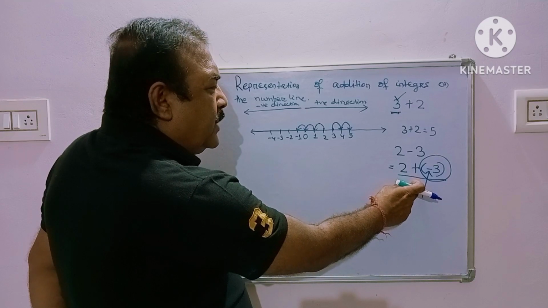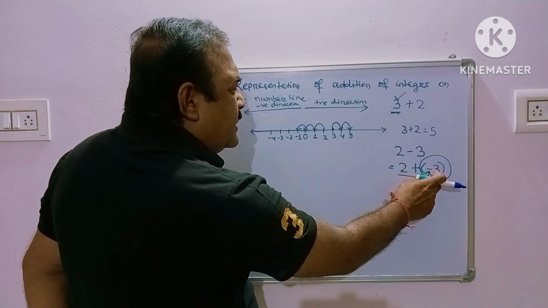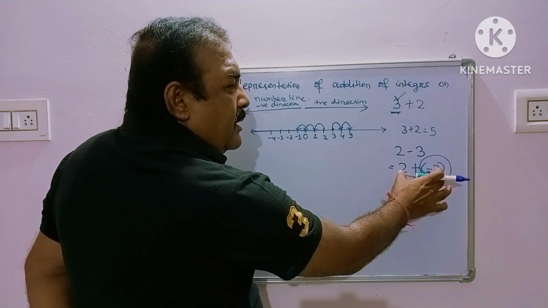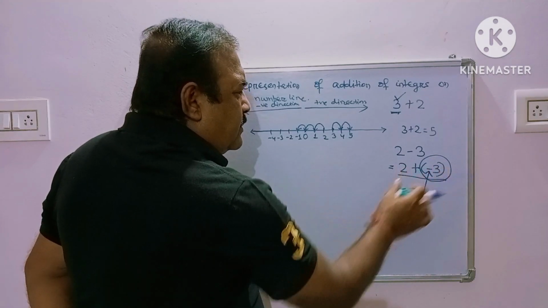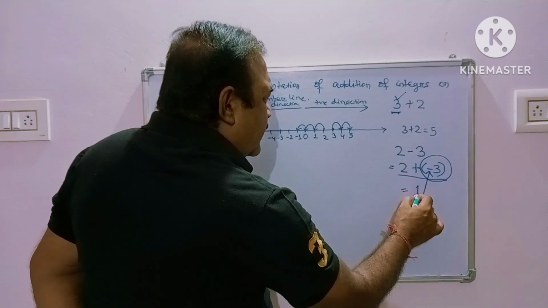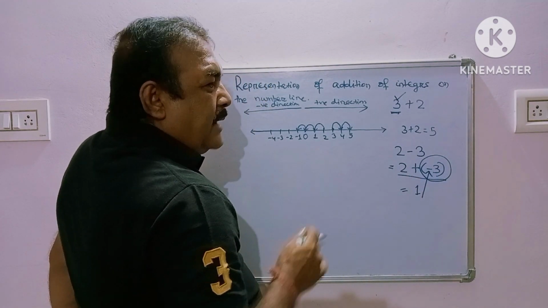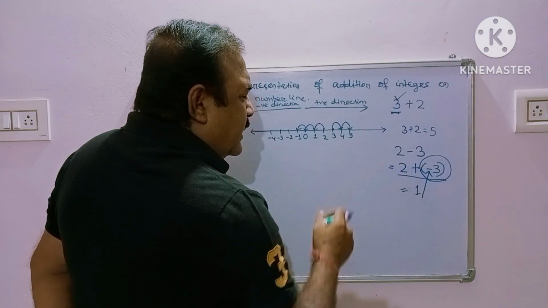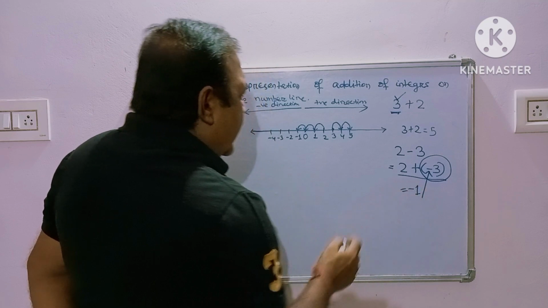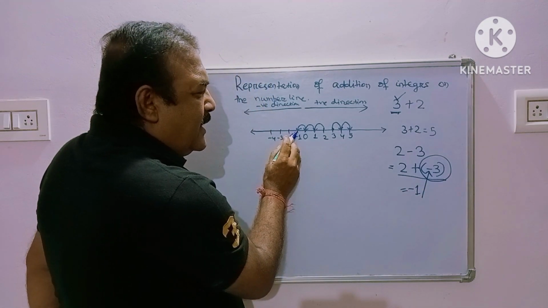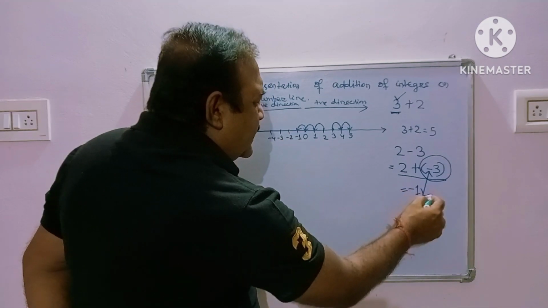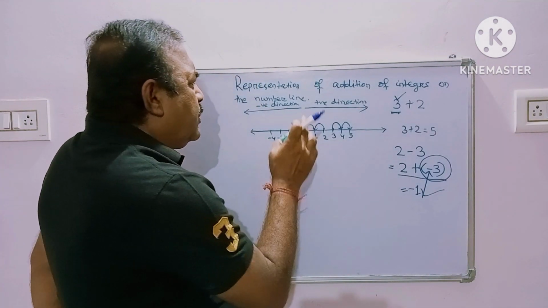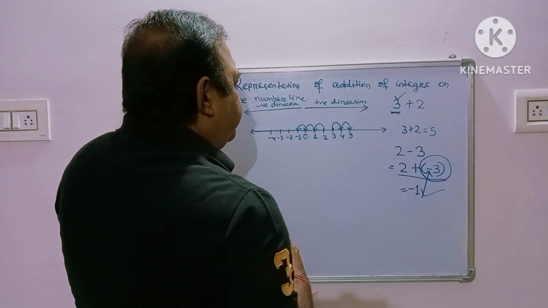Remember, follow the rules for addition. When integers of opposite signs are added, what do we do? We take the difference of the numerical values. So the numerical value is 1, and the sign of the higher numerical value is given to the difference. And you see, we have reached minus 1 here. The calculation is here on the number line. So you have to calculate like this.